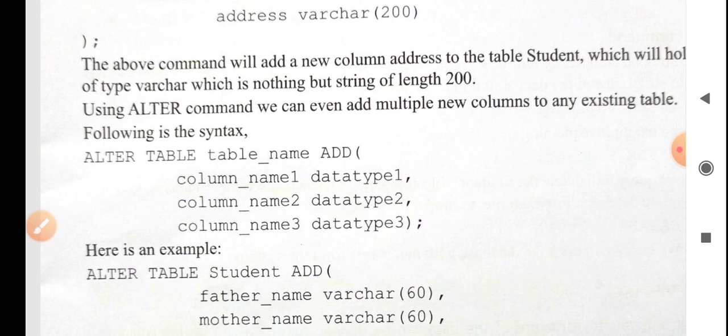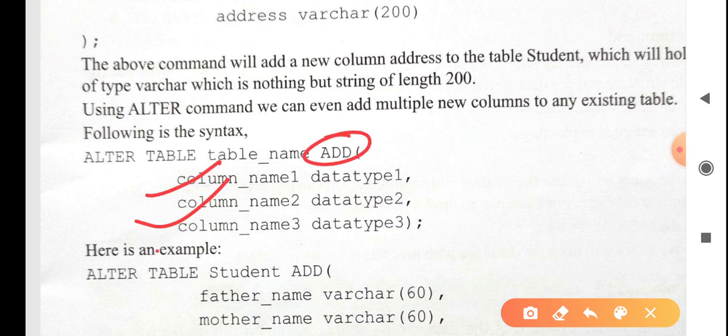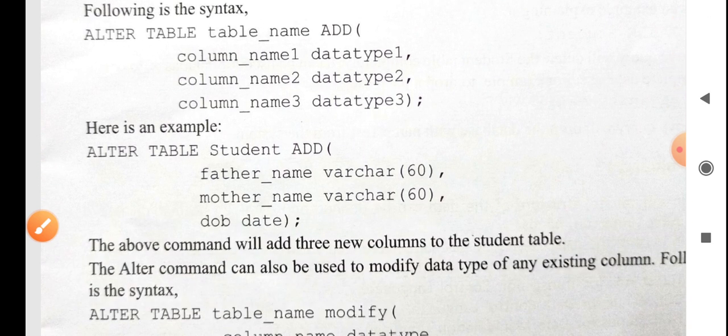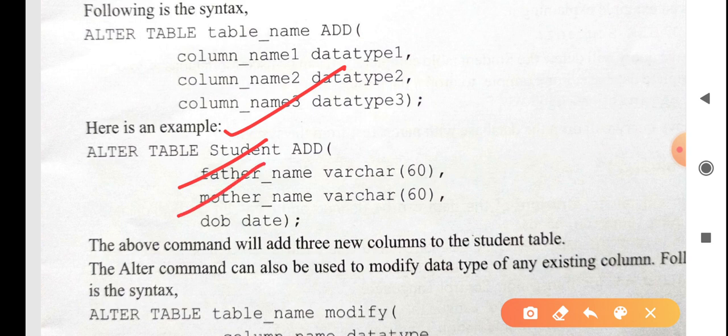Now, as you can add one column, similarly you can add multiple columns in the table at the same time. For example, when you started entering records in the table, you found that more than one column was needed. Then, similarly with the help of the ADD command, you can add more than one column in a table simultaneously. Like in the student table, you are adding father name, mother name and date of birth, and according to the requirement their data types are also defined.